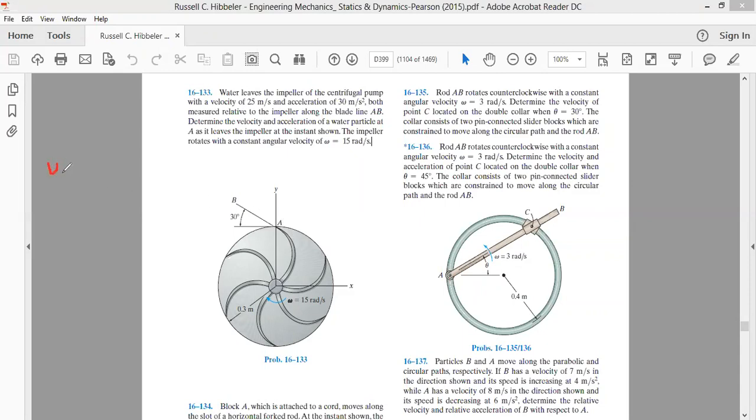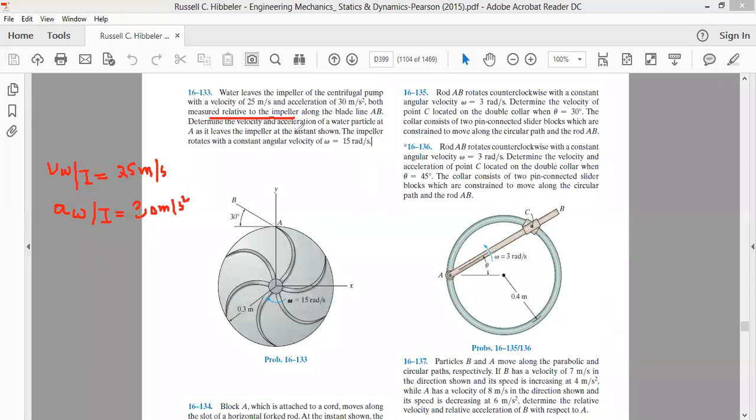That is, velocity of water with respect to impeller is equal to 25 meter per second, and since it's said both measured relative to the impeller, the acceleration of water with respect to the impeller is equal to 30 meter per second square. This is what is given to us.